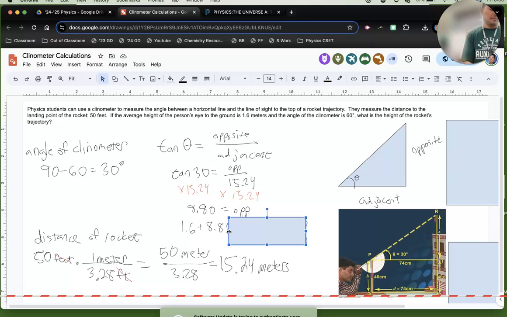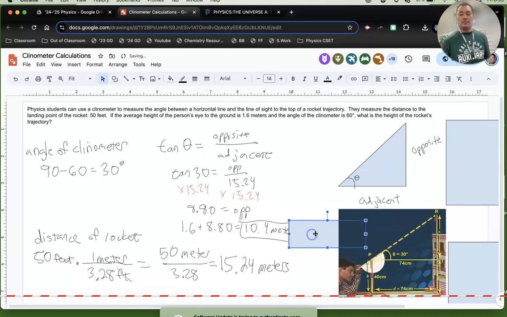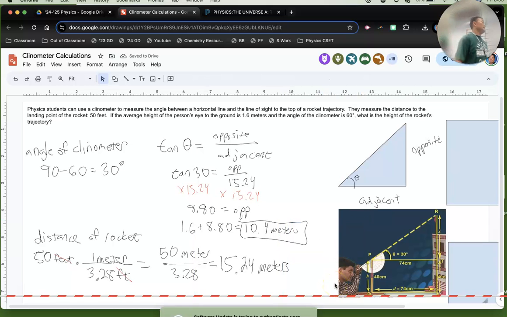And let's ask someone who's here. Elijah, what is 1.6 plus 8.8? 1.6 plus 8.8. Average height of a human's eye line to the ground, and the launch of the rocket, 10.4 meters. I heard 10.4. Did you say 3.4? Yeah. Add them together. 1.6 plus 8.8 is 10.4.